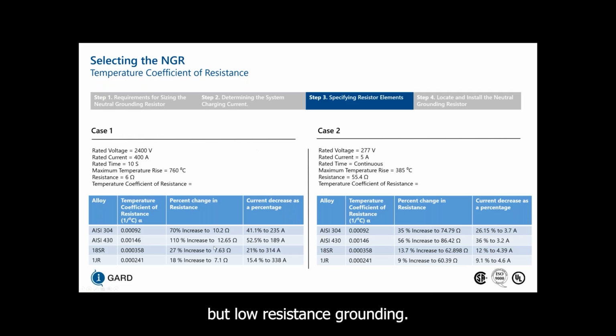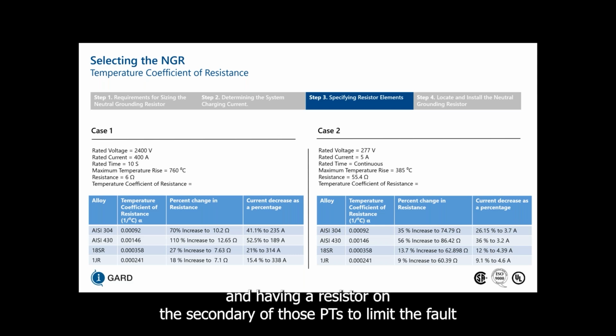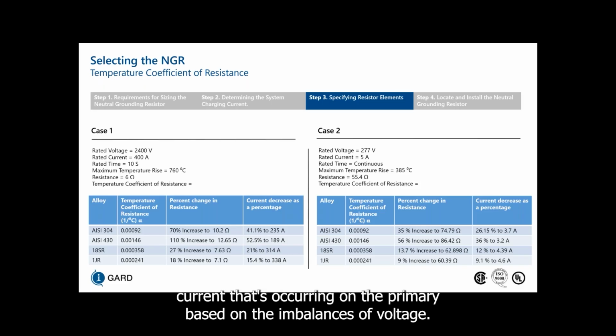But for low resistance grounding, yes, it does play a very important role. When is zigzag preferable to star or broken delta? Broken delta is based on utilizing PTs to limit a fault current and having a resistor on the secondary of those PTs to limit the fault current that's occurring on the primary based on the imbalances of voltage.